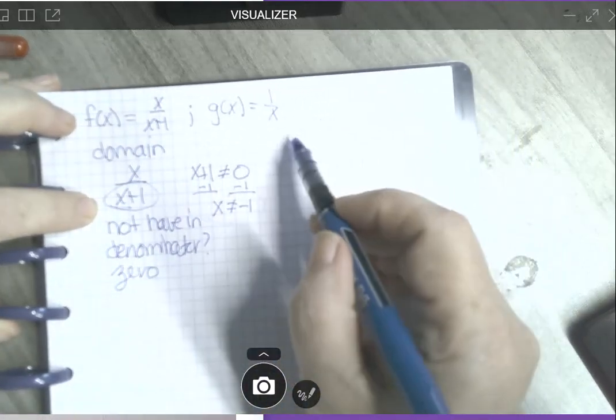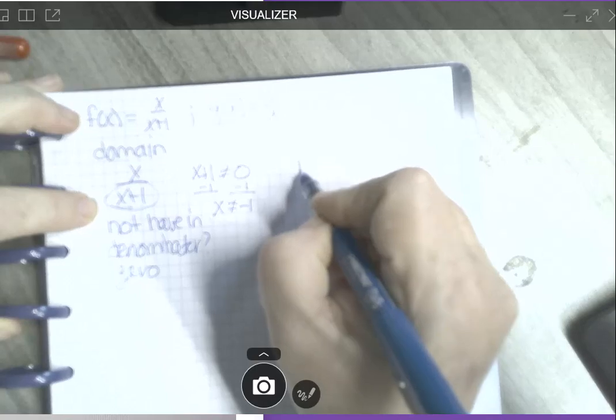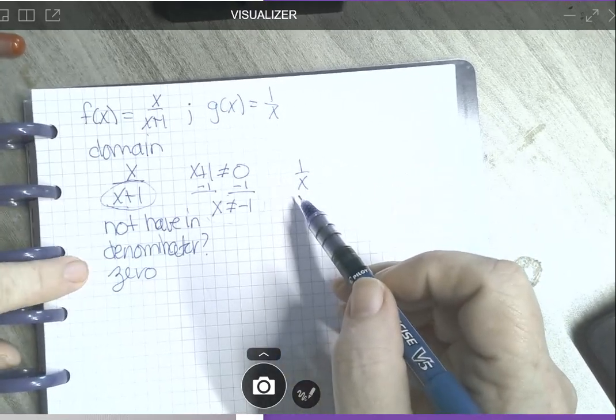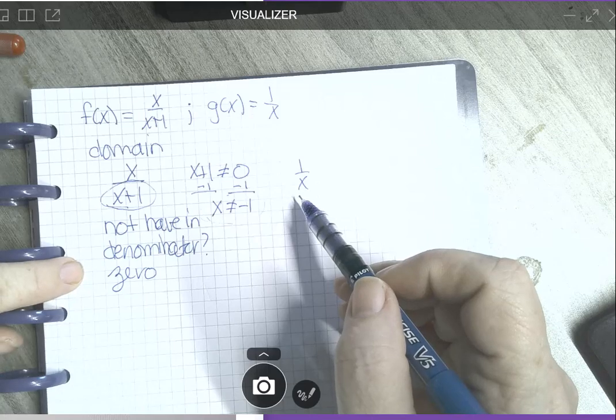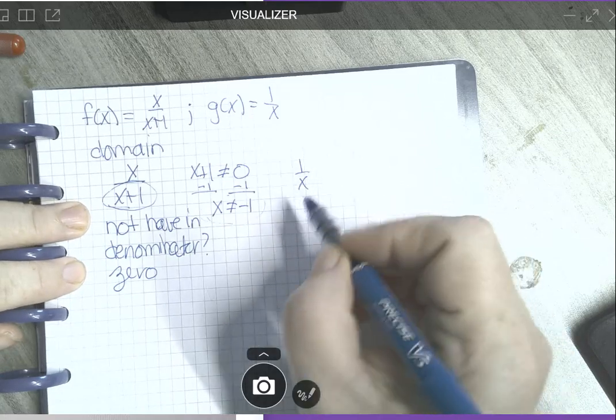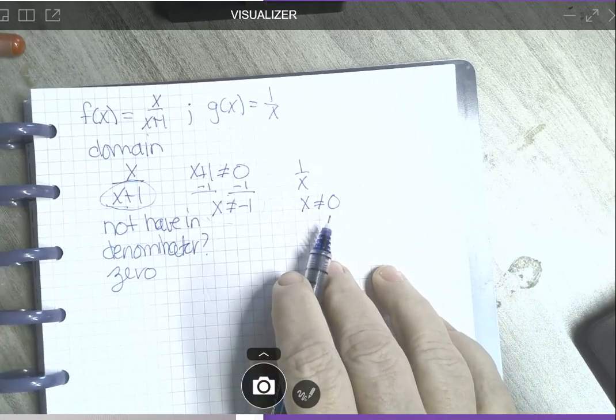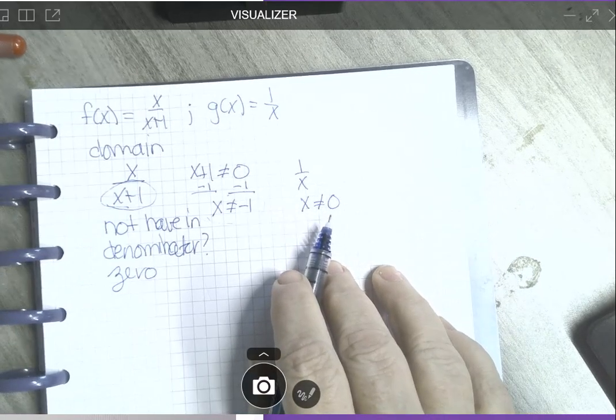Now let's look at the second part here. We have 1 over x. Once again, we ask ourselves, what can we not have in the denominator? Well, we can't have a 0, right? So x cannot equal 0. We have our restrictions for our domain.